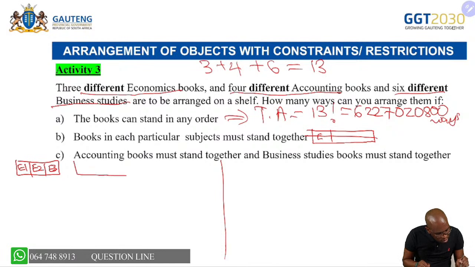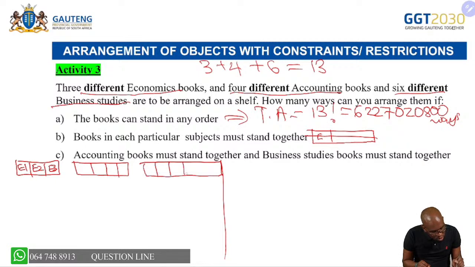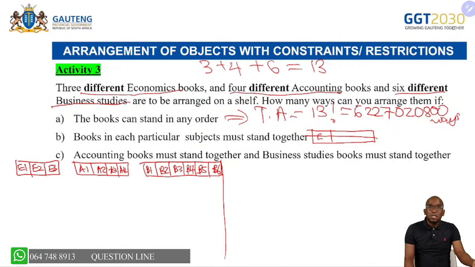And then accounting, it's 4: 1, 2, 3, 4. And then business studies, we have 6, so we're going to create 6 spaces here: 1, 2, 3, 4, 5, 6. So this is accounting A1, A2, A3, A4. This is business studies B1, B2, B3, B4, B5, and B6. So we have now grouped these books for each specific subject.